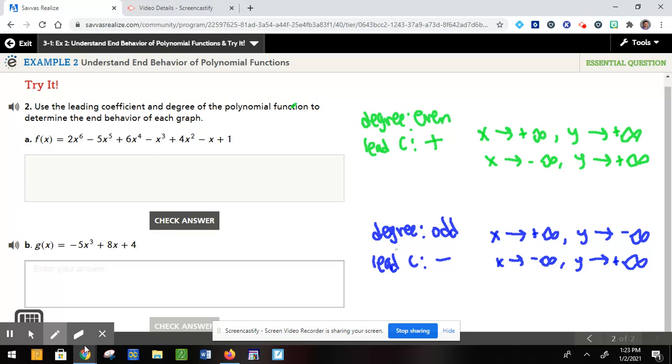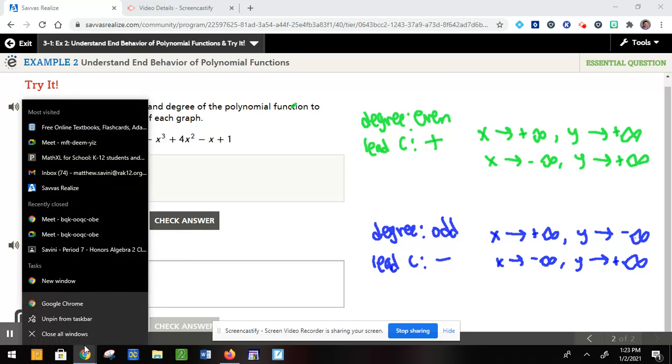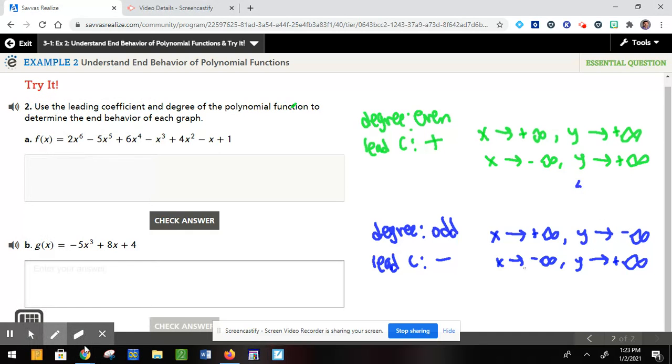For part B, the degree is 3, so the degree is odd. The leading coefficient is -5, so it's negative. That's a situation where it's going to rise on the left and fall on the right. So as x moves to the right, y will go down. As x moves to the left, y will go up. So it's falling into those two categories there. All right, let's look at the next example.